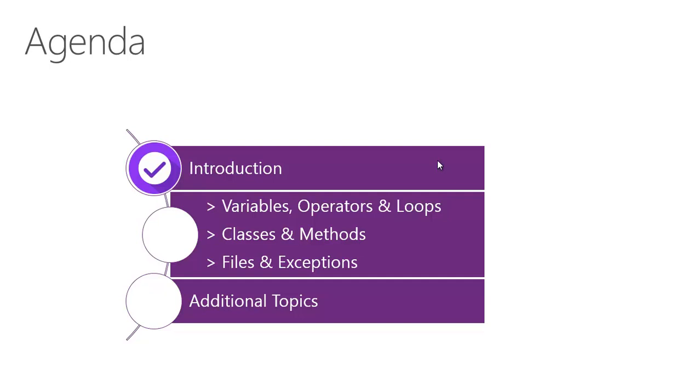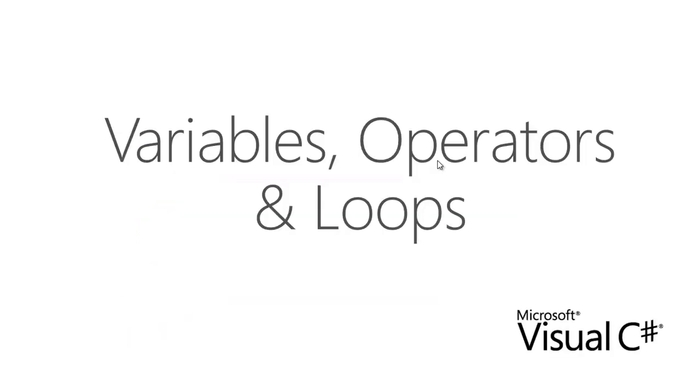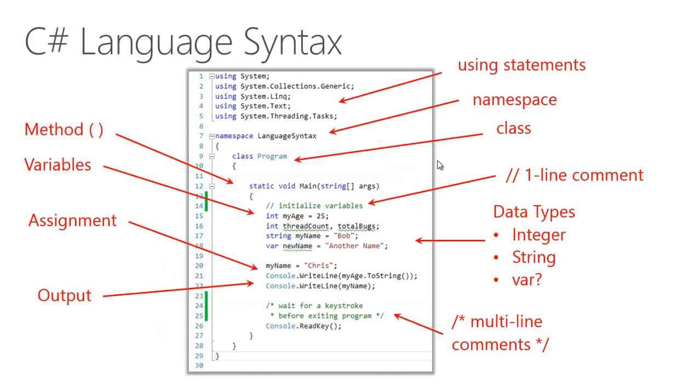Up next in our agenda, we're going to talk about variables, operators, and loops. Let's take a look at C# language syntax. We have our code all within a namespace called language syntax. When I create a new program and define a project named language syntax, it creates a namespace for me.